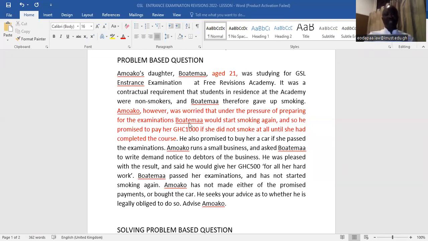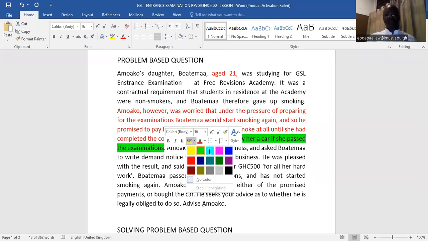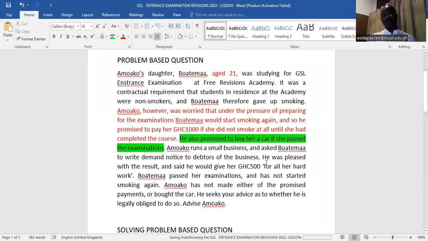Now let's move on to the next sentence. He also promised to buy her a car if she passed the examinations. Is there any issue in relation to that? I mean, the one highlighted in the green. Is there any issue?